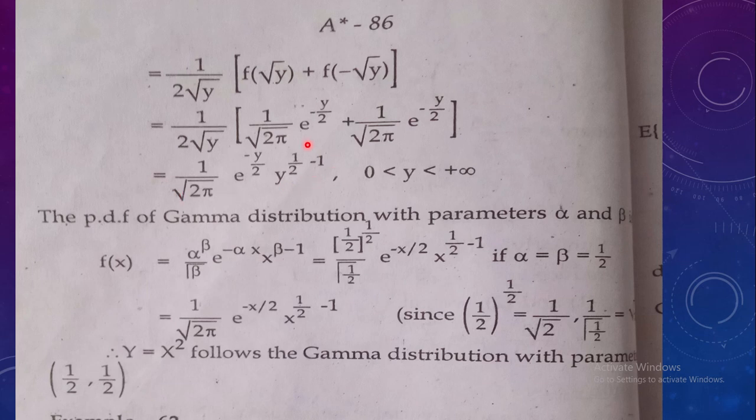Now you closely observe what we get over here. This is very much similar to the PDF of a gamma distribution with parameters alpha and beta, and you just compare it. Then you will get that y, or x square, follows a gamma distribution with parameters 1 by 2 and 1 by 2.